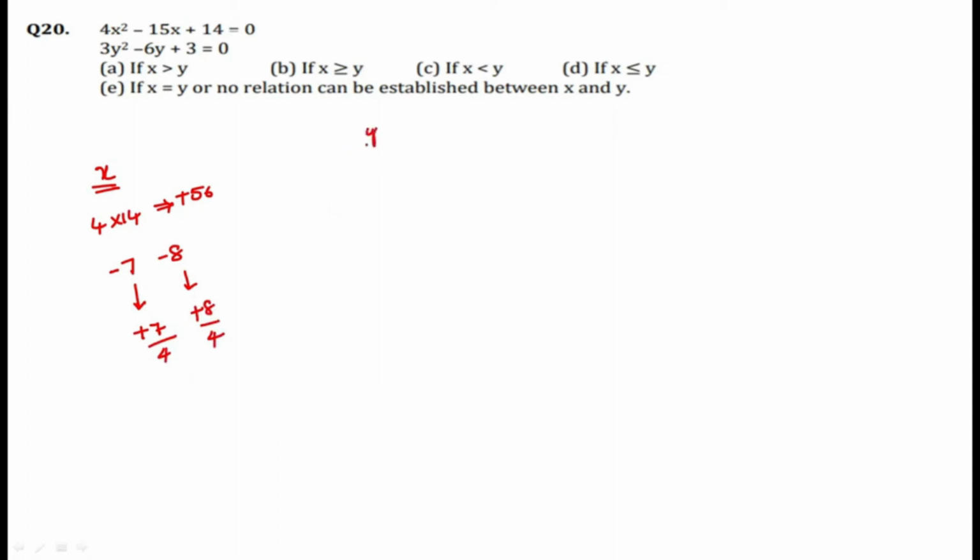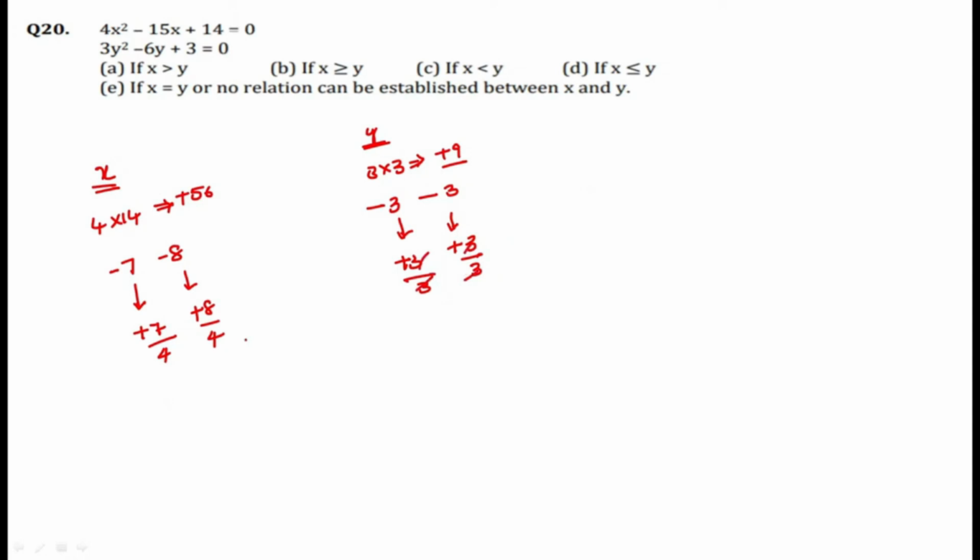In the same way, finding the y factors here. 3 into 3 is equal to positive 9. We want the middle term negative 6, so both factors are minus 3, minus 3. The final factors are plus 3. If any value is given as a, you can take it as the denominator. So the final values here are 7 by 4 and 8 by 4, 3 by 3, 3 by 3.